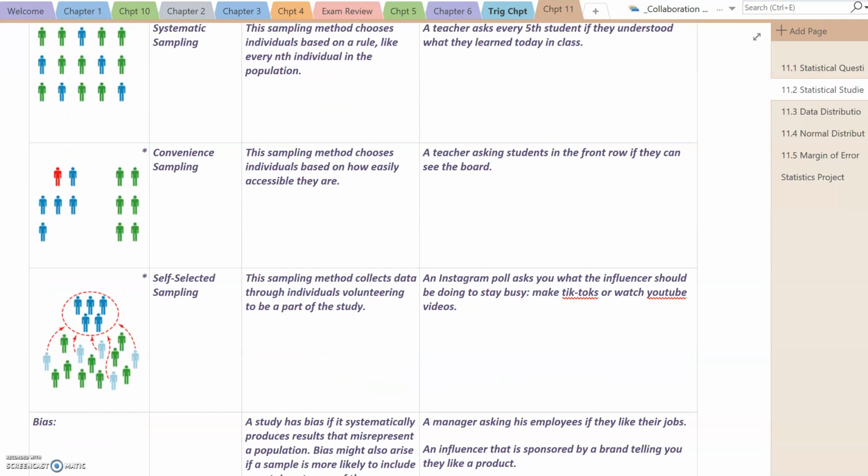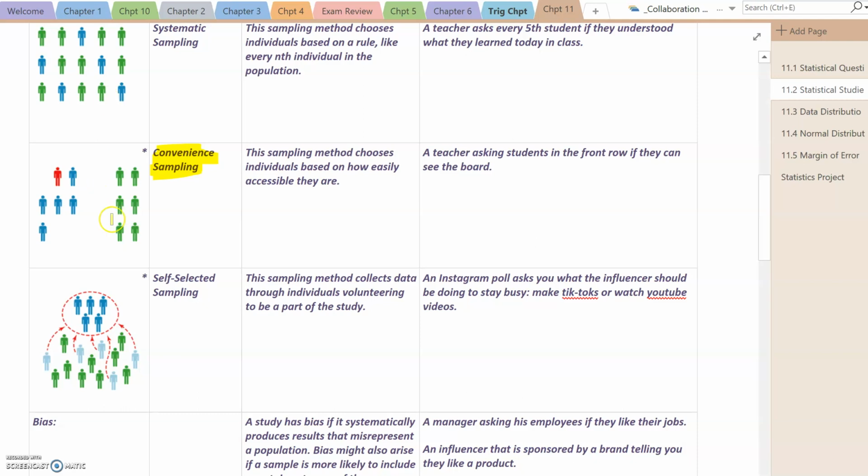The last two sampling methods, notice they do have stars next to them. In the next video, I'll explain why they have stars next to them and what those stars mean. But this next type of sampling is called convenient sampling. So I bet you can guess why it's called convenient sampling. It's somewhat straightforward. So you're choosing individuals to participate in your sampling based on how easily accessible they are.